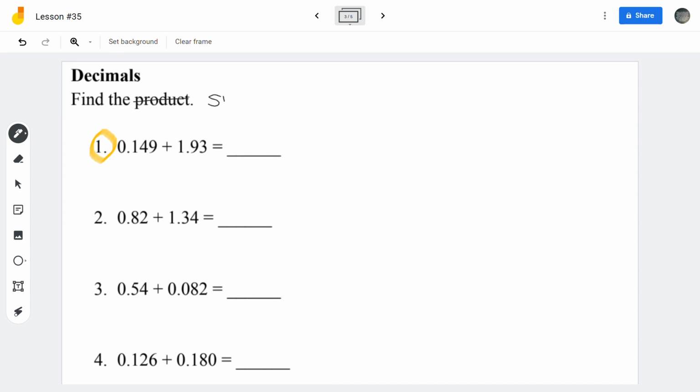The second section we're going to go over is finding not the product, but the sum. We're going to find the sum of the decimals. And we're going to go over only number 1 over here. It says 0.149 plus 1.93. So I'm going to place these numbers.